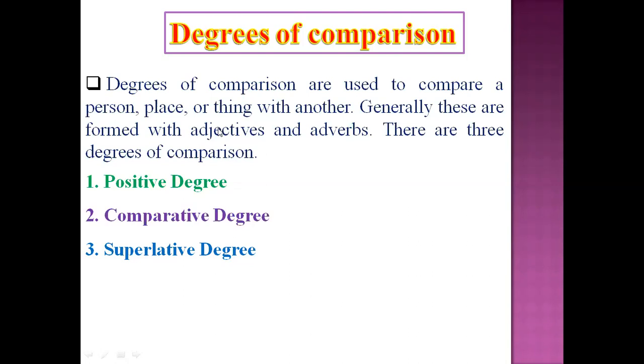In the previous videos, as I told you, we covered the grammar parts called adjectives and adverbs. An adjective is a quality word, and an adverb tells how a work is going on and how something has been done. Here there are three degrees of comparison. What are they? One is the positive degree, the second is the comparative degree, and the third is the superlative degree. Now we'll go deeper into what is meant by each.